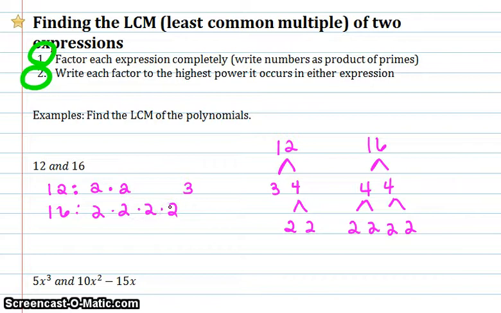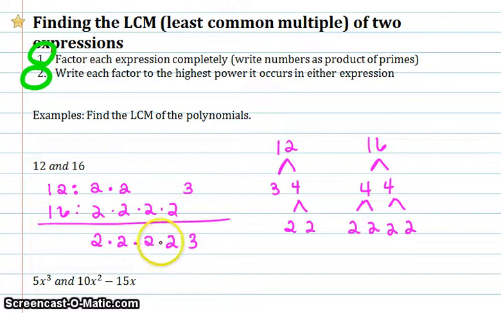Then I want to look and take each number only once. So if I have a 2 up here, a 2 down here, I know that my least common multiple is going to have at least 1 two. Then it's going to have at least another 2. Then, because there's another 2 in 16, I'm going to include that. And because there's another 2 in 16 again, I'm going to include that. 3 is a factor of 12, so that's going to be a factor of my least common multiple. So these are all the factors of my least common multiple.